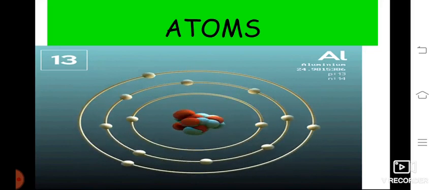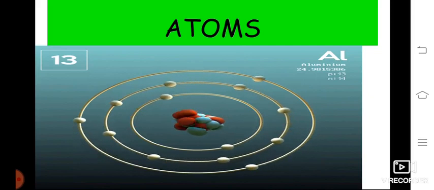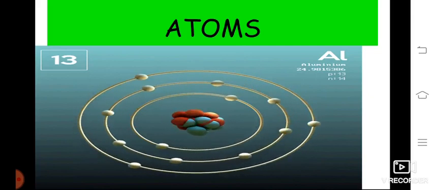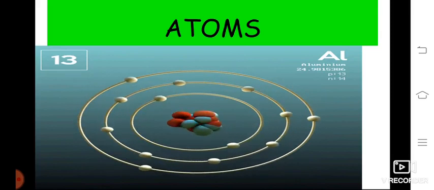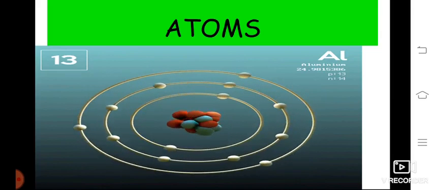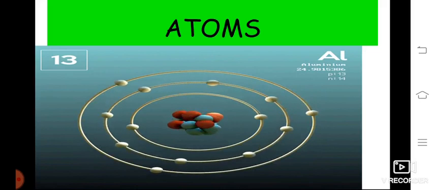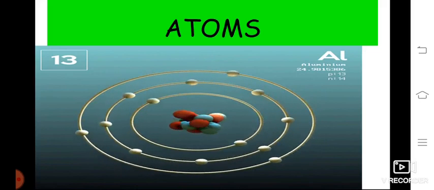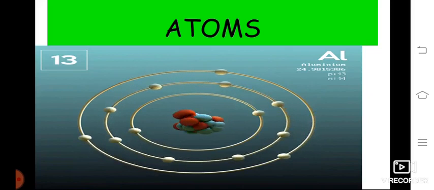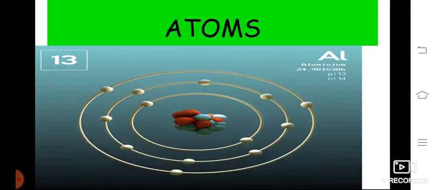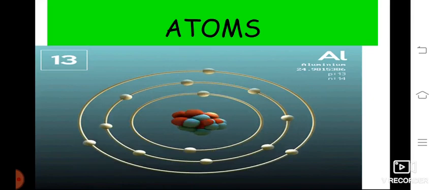For the conduction of electricity, protons and electrons are very important because a proton carries a positive charge and an electron carries a negative charge. So these two are very important for the conduction of electricity as well as the production of electricity.